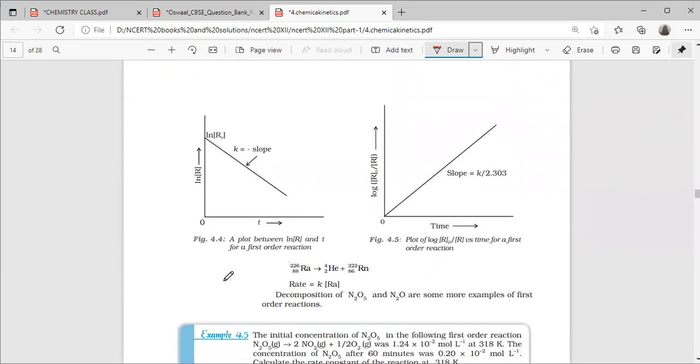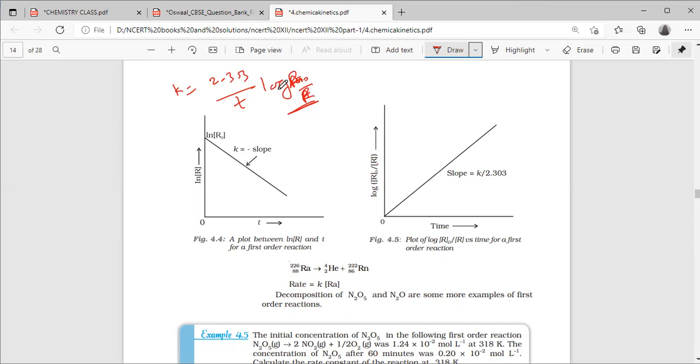Now, see the advantage. What was the formula actually? I'm writing once again. K equal to 2.303 by T log A0 by A. This was the formula. So, ln R, this one first. Log R naught by R. Okay, not A naught, take R naught, R for reactant. Log R naught by R versus time. They are taking the graph.